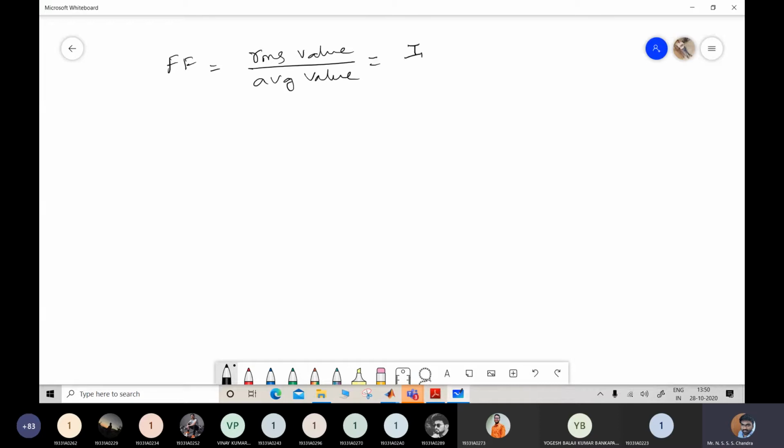The RMS value is IM by root 2, divided by the average value. What's the average value you got? 2IM by pi, right? Now this IM gets cancelled. The pi will go to the numerator and 2 will remain in the denominator, so it is pi by 2 root 2. Now you tell me the value of this form factor. It is nearly equal to 1.11.